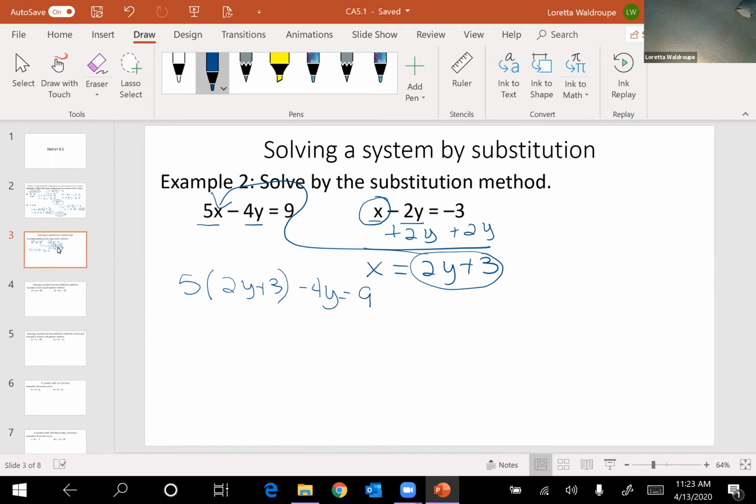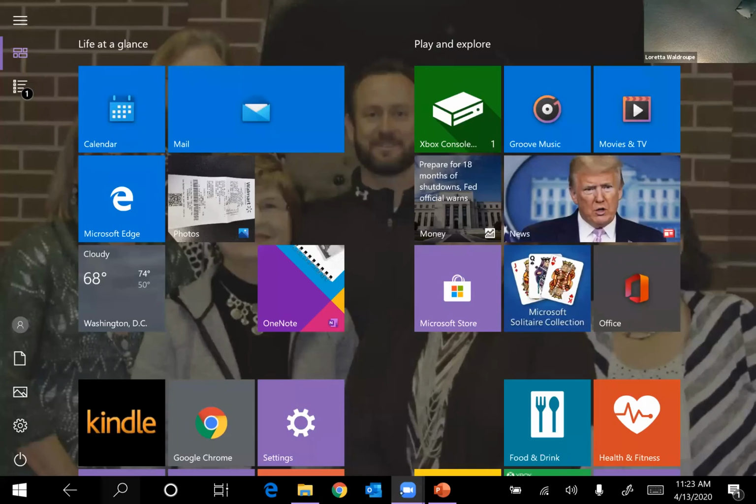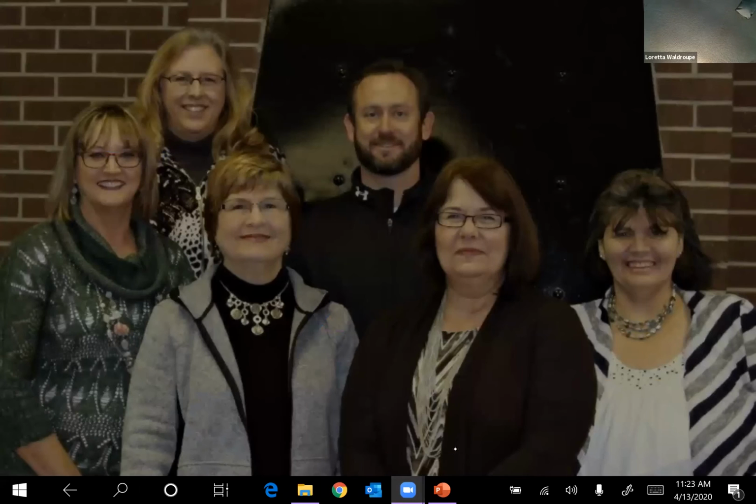Now that I have an equation with just y in it, I can solve that equation for y. Go back up here. Sorry. Didn't do what I wanted it to do. I accidentally unshared my screen. My apologies. Life as I know it sometimes.